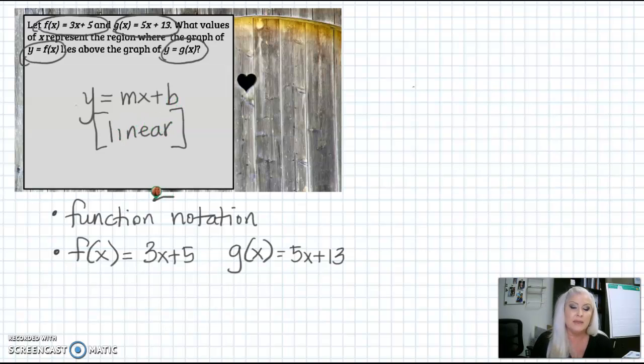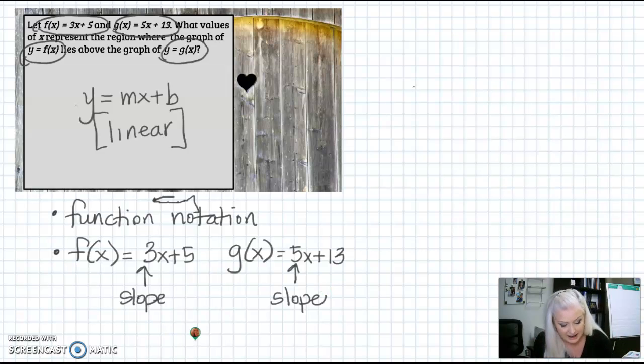They are linear for a couple of reasons. One of them is that they have a constant rate of change, or slope. The slope is constant throughout. So we've got y is equal to 3x plus 5, which has a slope of 3, and y is equal to 5x plus 13, which has a slope of 5. If I compare the two, 5 is bigger than 3, so that means that my graph is steeper for the g of x problem and a little bit flatter for the f of x problem.